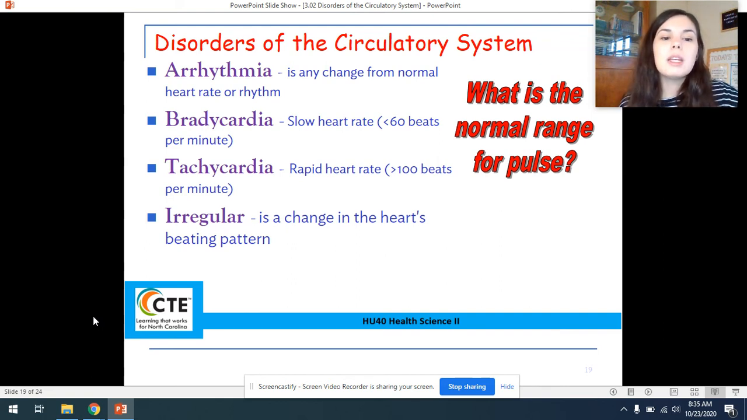An irregular heartbeat is just a change in the heart's beating pattern. So, for example, my double heartbeat thing that happens in mine would be considered irregular, but that doesn't necessarily mean that there's something wrong.